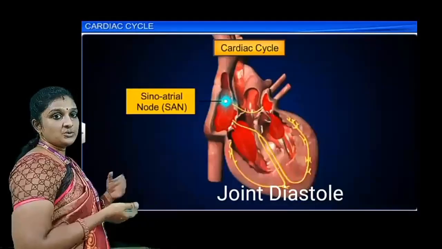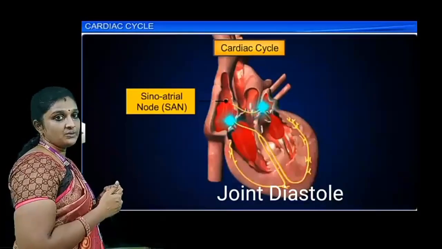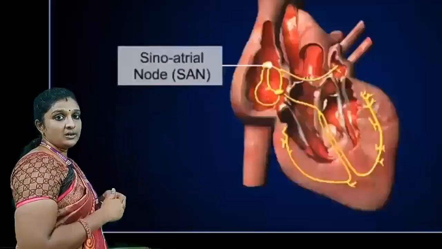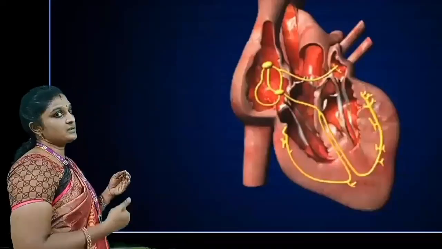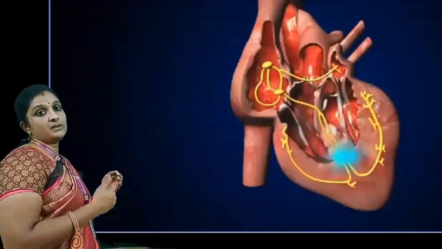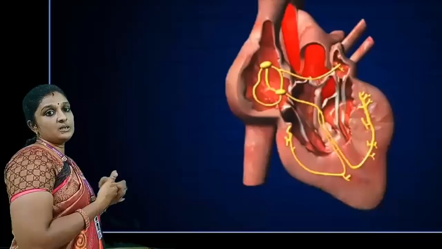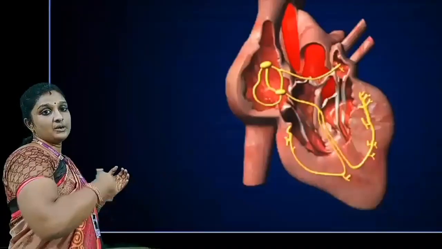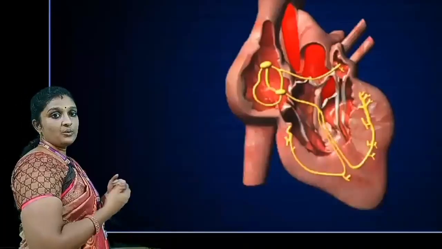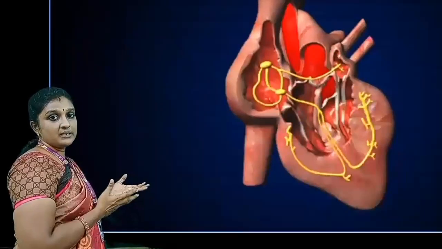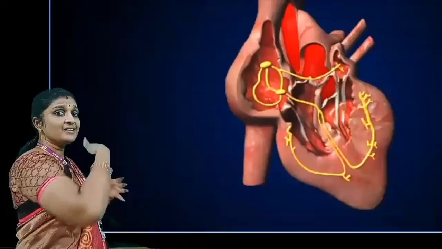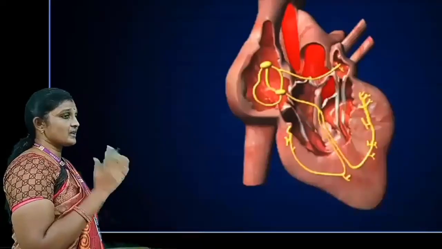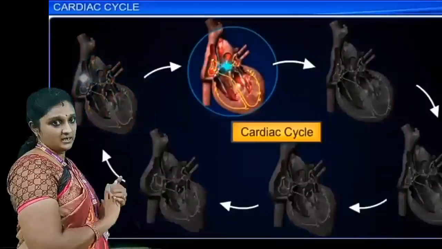So in the joint diastole, what will happen? Again it will receive the blood and form the auricular systole. This auricular systole pushes the blood to the ventricle, and in the ventricle again it creates a ventricular systole. Due to the ventricular systole, it pushes the blood either to the lungs or throughout our body. Again it will return to the joint diastole. Like that, the cycle will be formed in our body. That cycle is called the cardiac cycle.